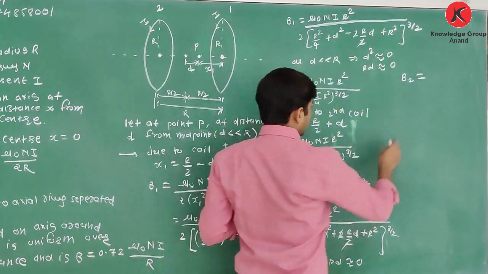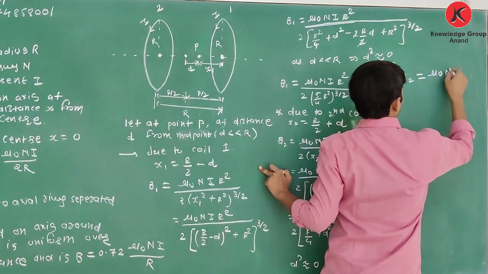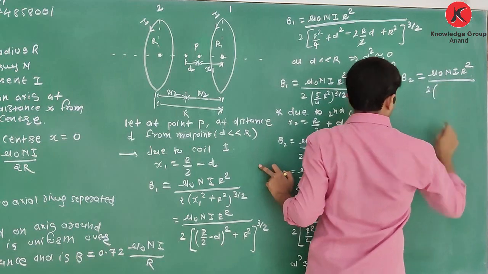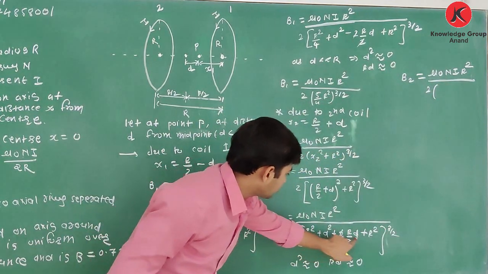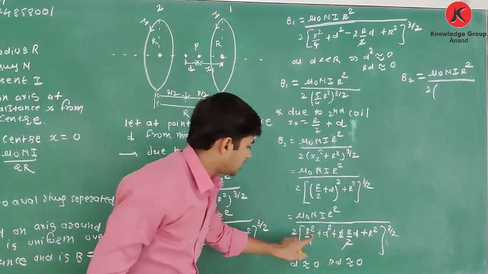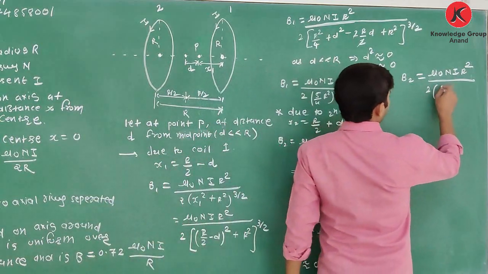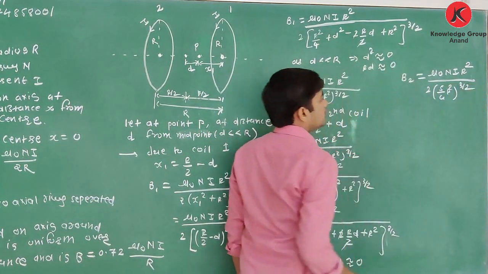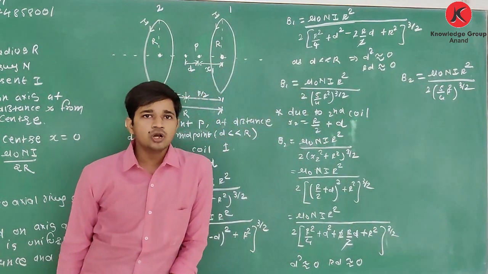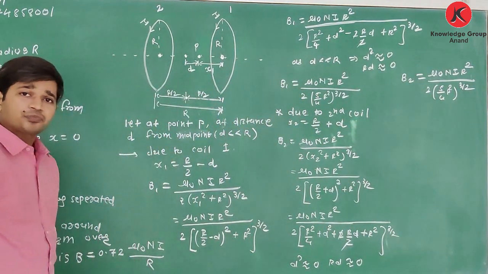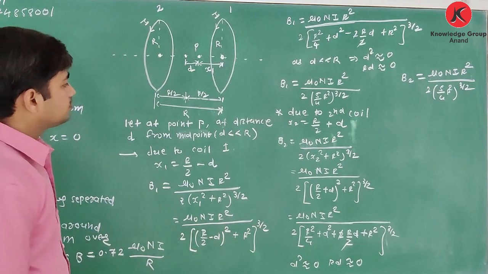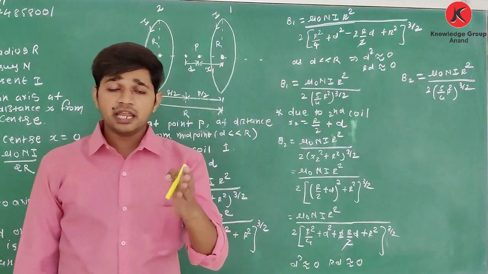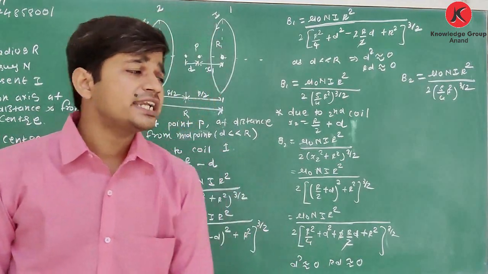B2 is equal to mu 0 N I r square upon 2. This term cancels out this term. r square by 4 plus r square means it is 5 by 4 r square, whole raised to 3 by 2. Clear about this? Now, magnetic field due to the first coil, magnetic field due to the second coil, but we cannot add them directly. First of all, we have to check the direction.